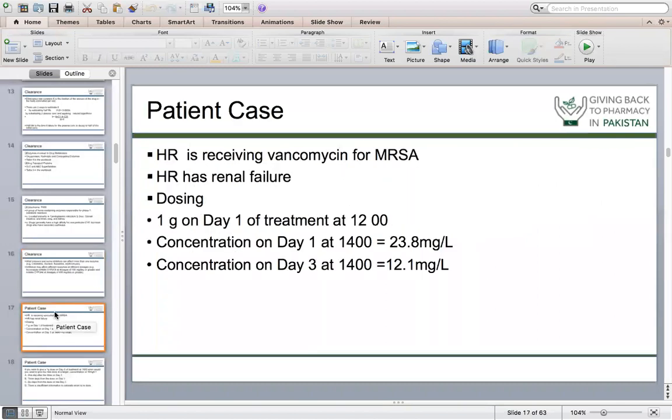Now moving to our first patient case. HR is receiving vancomycin for MRSA, and HR has renal failure. Pay attention to this because we will apply some math and some formulas in this patient case. 1 gram is given on day 1 of treatment at 1200 hours. After 2 hours of the first dose, a concentration is taken, which is found to be 23.8 milligrams per liter. And after 3 days of the first dose, another concentration is taken at 1400 hours, which is equal to 12.1 milligrams per liter.